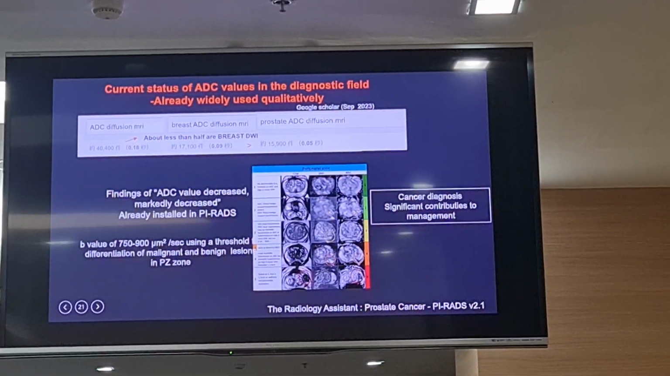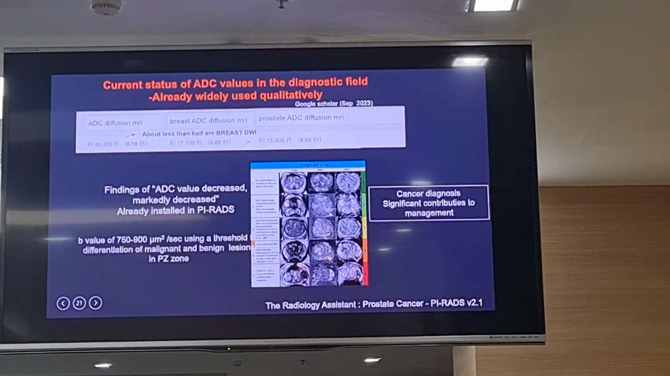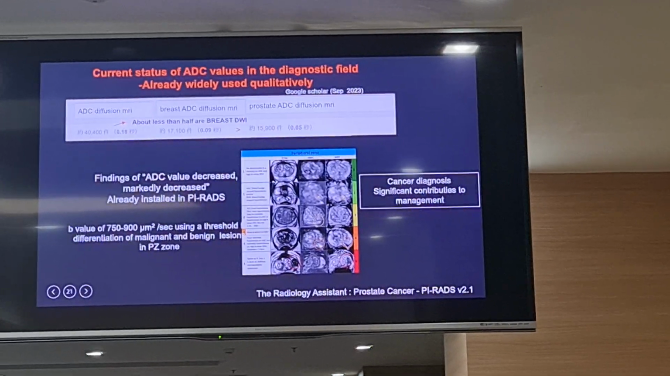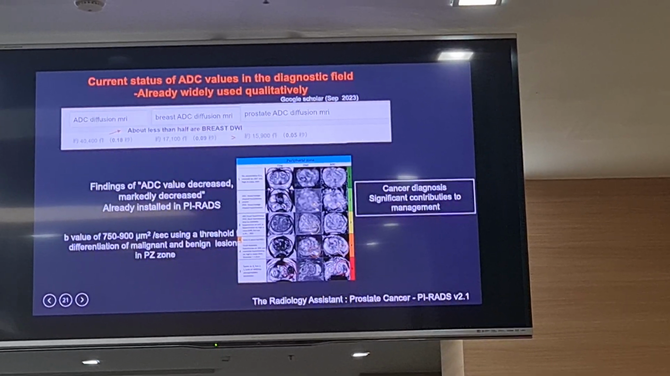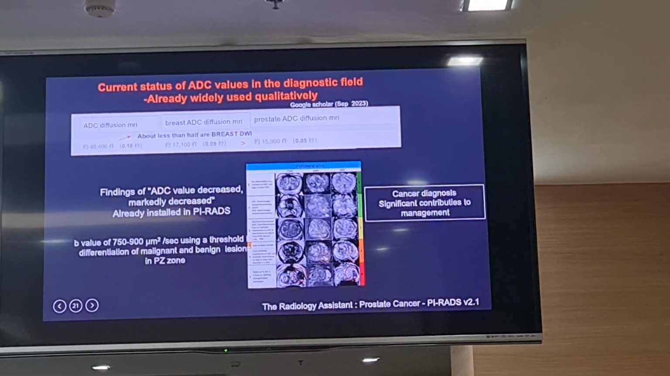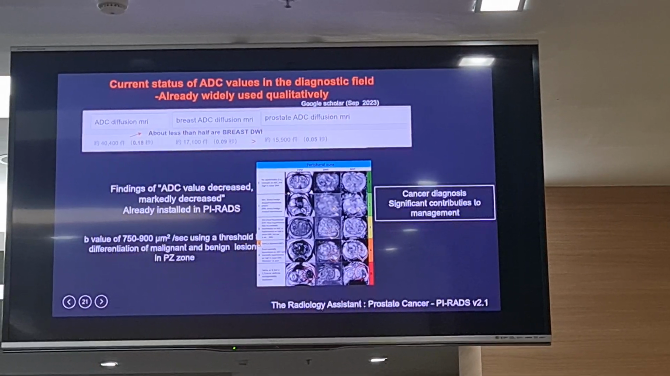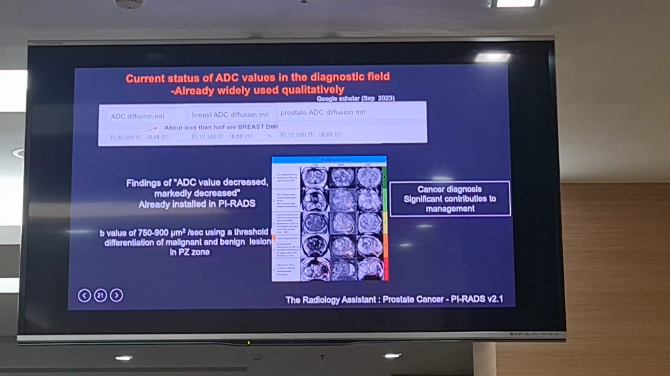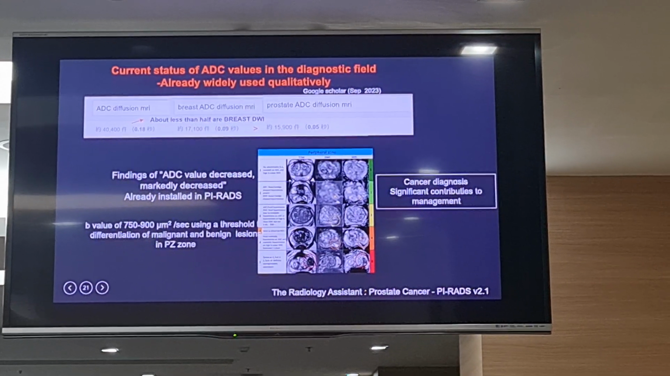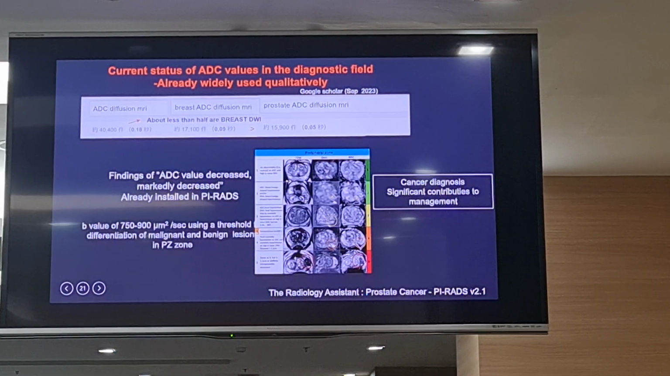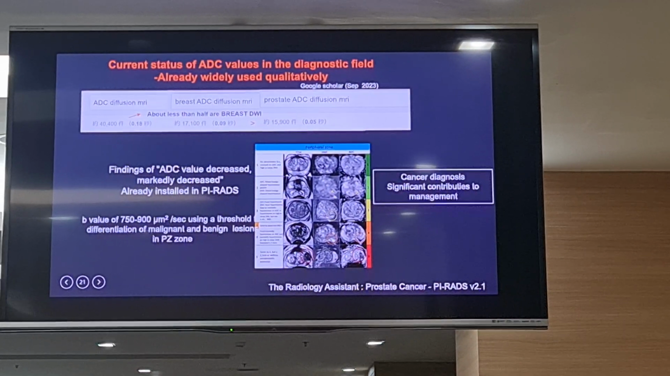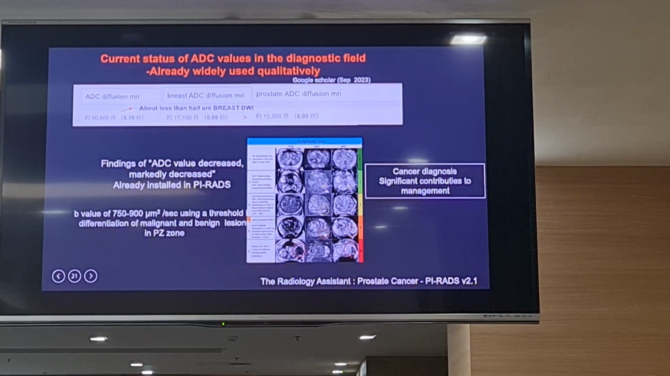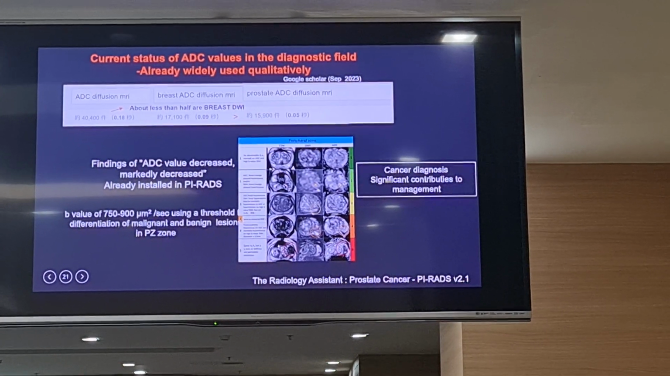So regarding the number of publications on ADC and diffusion MRI, as we can see here, about less than half of the publications are on breast, which is more than the prostate. However, in PI-RADS, which is the textbook of the prostate for the radiologist, the ADC map has already been in there for years. The finding of decreased ADC is already in the PI-RADS. So the breast is following PI-RADS, and I'm happy that this year, after 10 years, diffusion is finally in the guidelines.